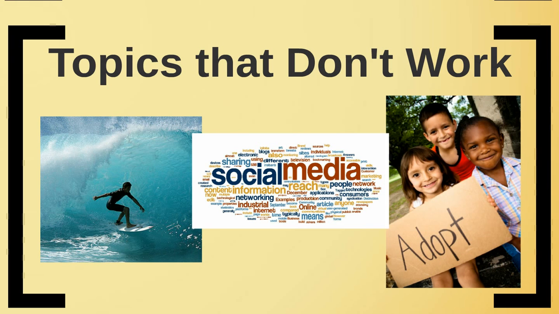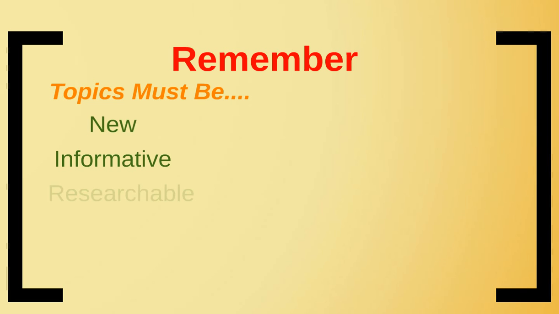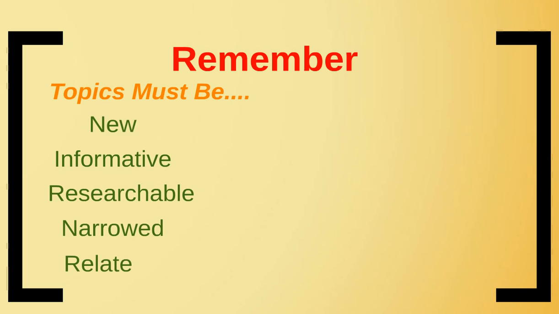Be very specific. And things like adoption, or really anything that doesn't relate to a college-age audience, right? Most of them are not going to be considering adoption, or topics on, say, retirement. If it doesn't connect to your audience, again, going back to the rhetorical triangle, don't do it as a topic. Now, remember, your topic must be new, informative, researchable, narrowed, and it has to relate to the audience. If it doesn't fit into these categories, it won't work.